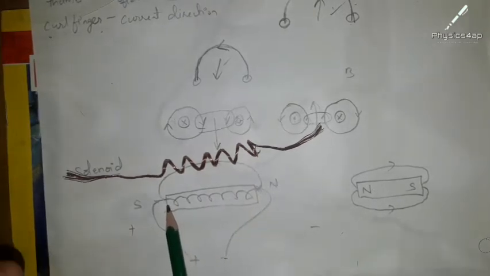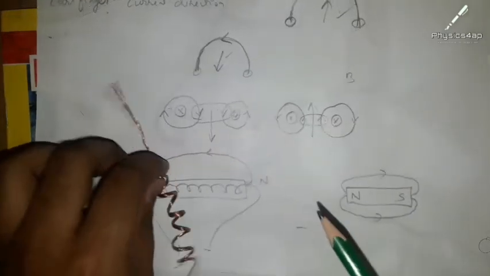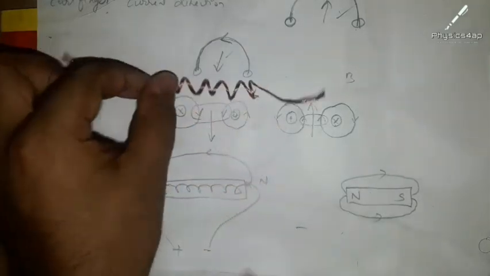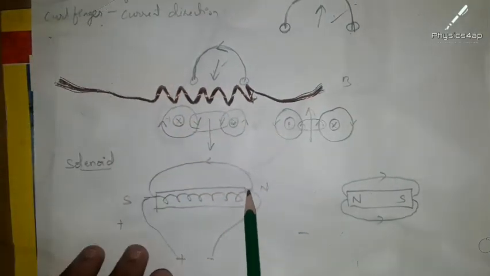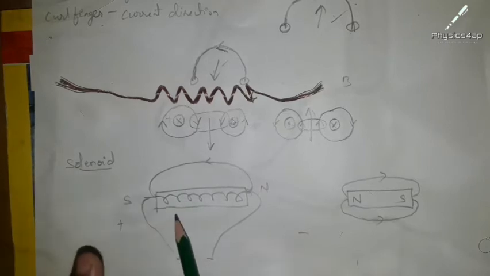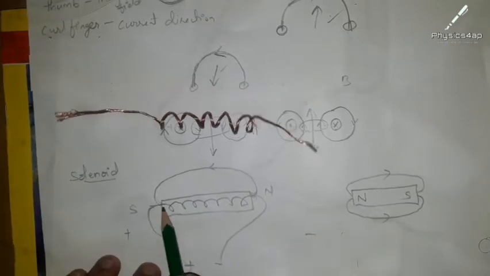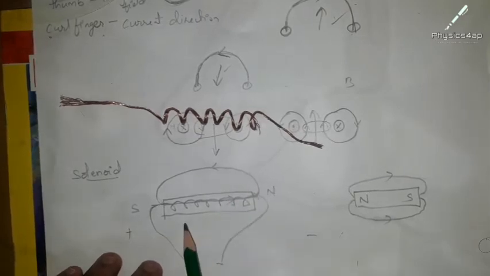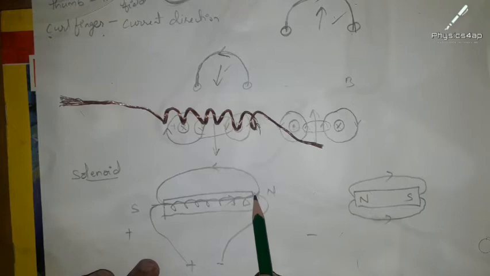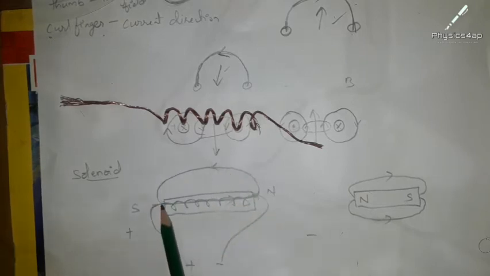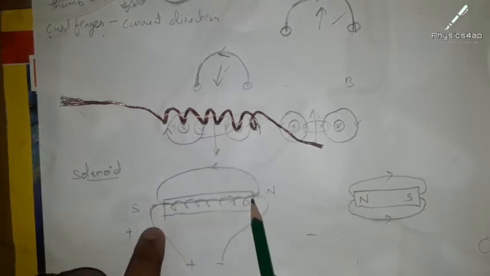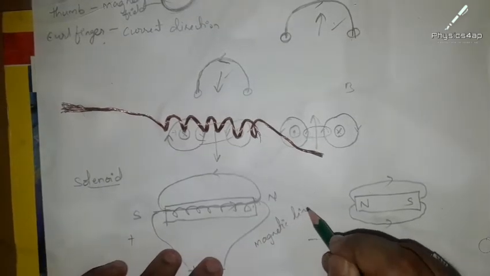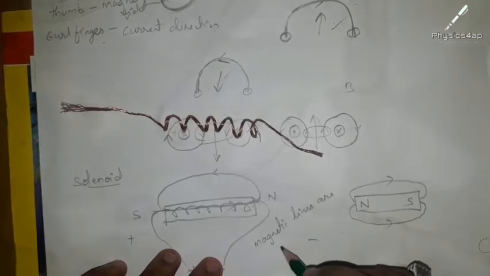And what about the magnetic lines inside the loop? What happens to the lines passing inside the loop? Simple. Outside, it is passing from north to south, and inside, it is passing from south to north. The same line which passes from north to south outside passes from south to north inside. So hence we can say the magnetic lines are a closed loop.